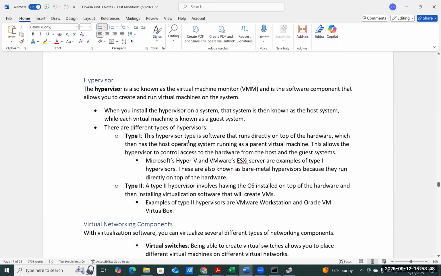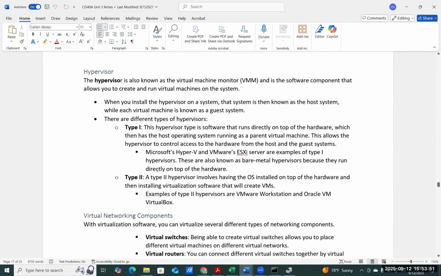Okay. So your hypervisor, there are two types. There's type 1 and there's type 2. Type 1 uses software directly on top of the hardware, and then it has a host operating system running a parent virtual machine. So you're using hypervisor type 1 today. Okay. So basically you have a regular system that already has an OS. It needs to have the software, which is your VirtualBox today. And you're going to run your virtual machine on either your desktop, or you can transfer that. You can also run it on an external hard drive. Okay.